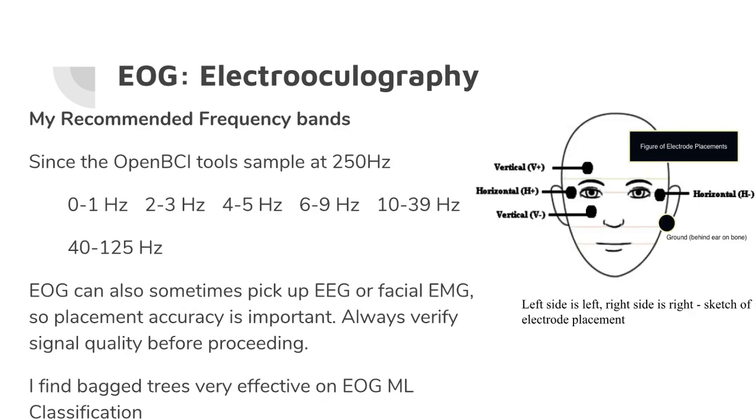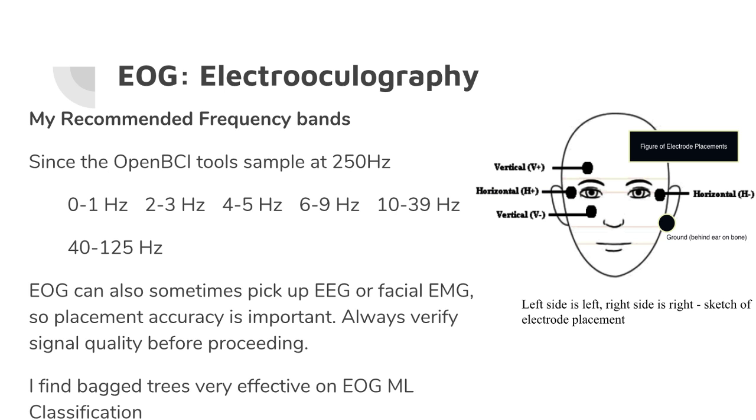Oh, and another thing, before I proceed, you should always verify your signal quality before you continue to do recordings for the EOG. Basically, once you have your electrode set up, run it in some sort of signal recorder to see what the signal looks like and make sure that you can clearly differentiate when you look up, down, left, and right.